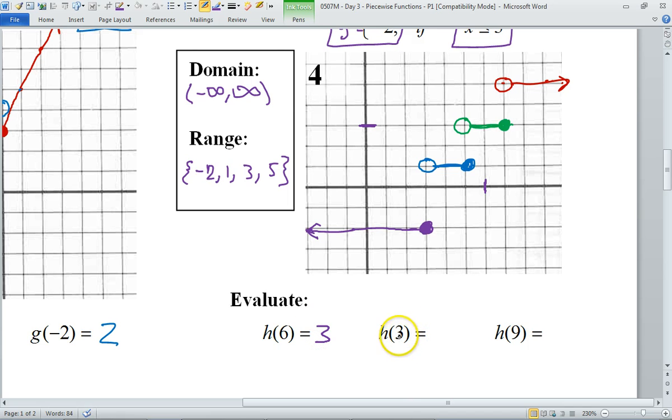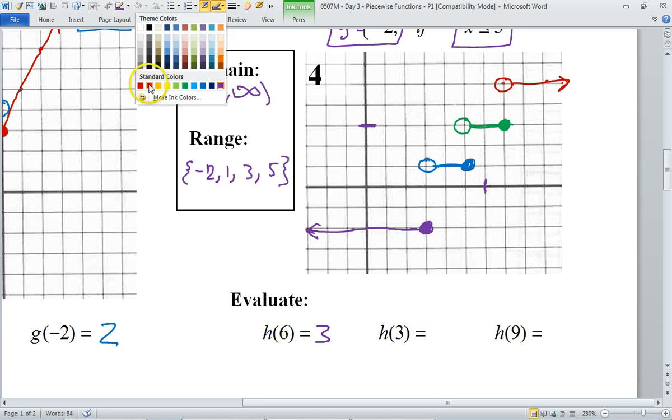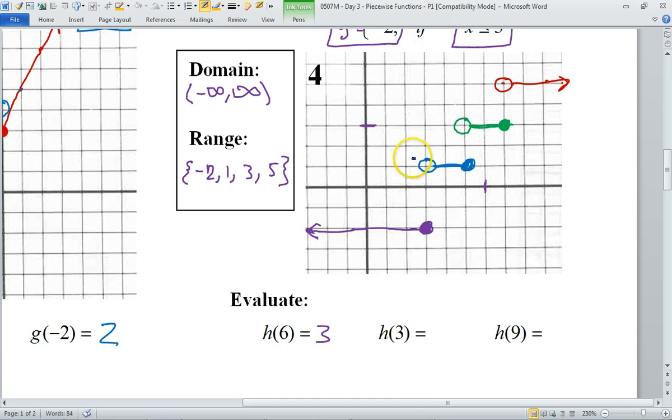What about at an x value of 3? I should change color. Okay. At an x value of 3, the y value is -2. So that one's going to be -2. At an x value of 9, let's see, 1, 2, 3, 4, 5, 6, 7, 8, 9. At an x value of 9, the y value is 5. So that one's going to be 5. Okay?